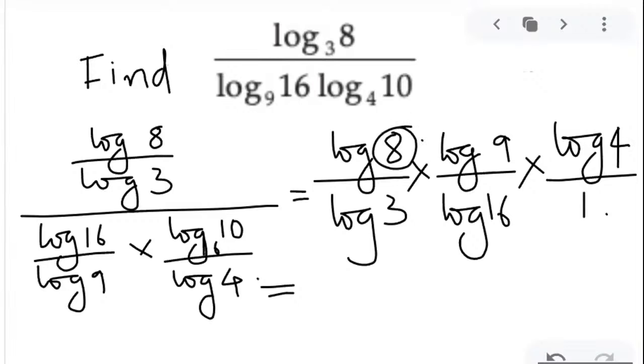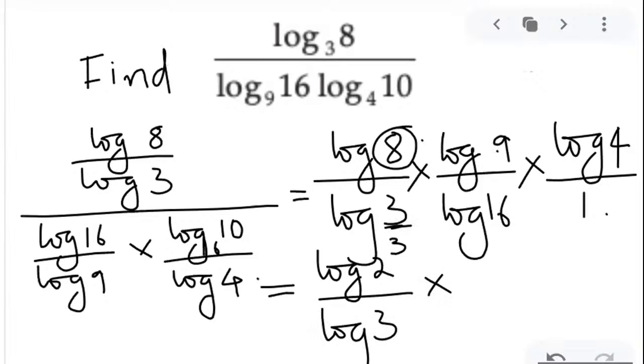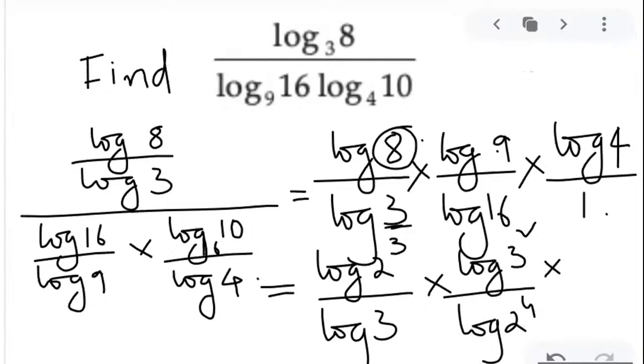Now after that, we'll start to simplify these numbers. Log 8 will become log 2 power 3 by log 3 is the smallest number. Log 9 will become log 3 square. Log 16 will become log 2 power 4. Log 4 will become log 2 square.